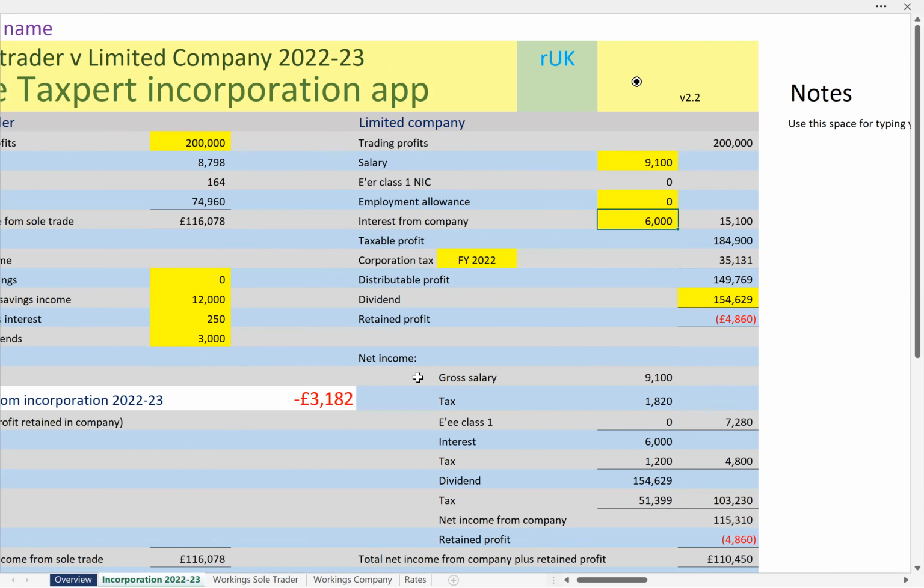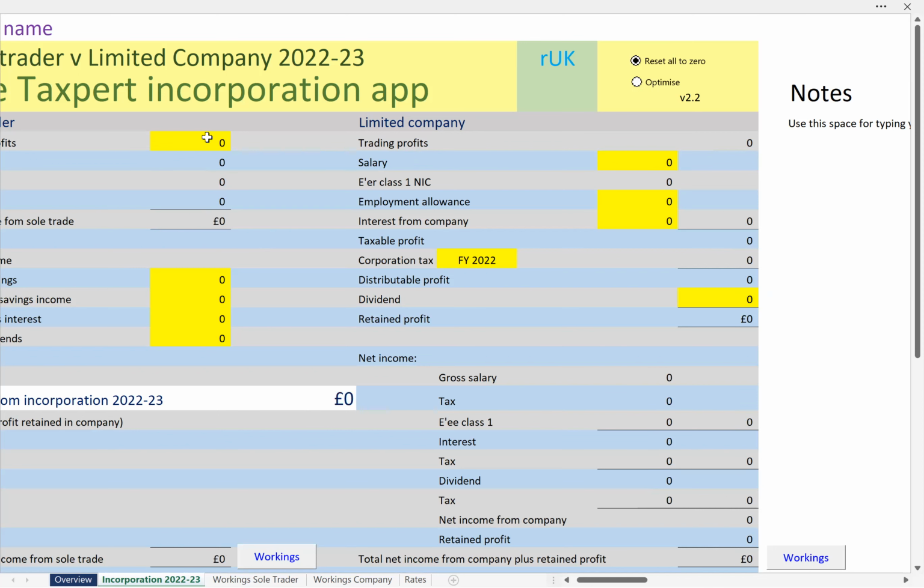And yes, I can see, can I see? Yes, it's not so good. The incorporation is still worse by 1,269, a different figure. I'm going to reset it to 0 because it is quite a useful planning point.